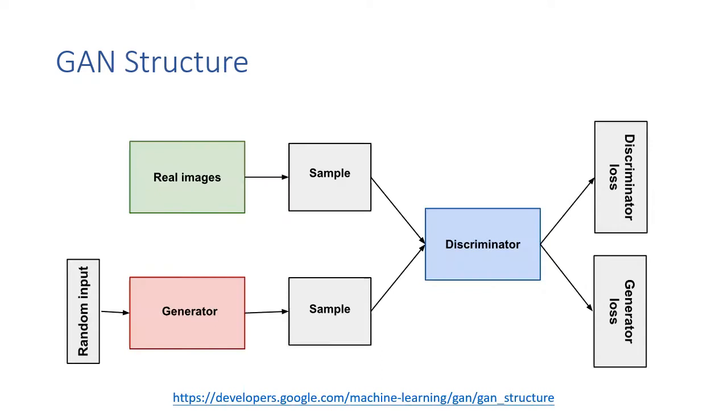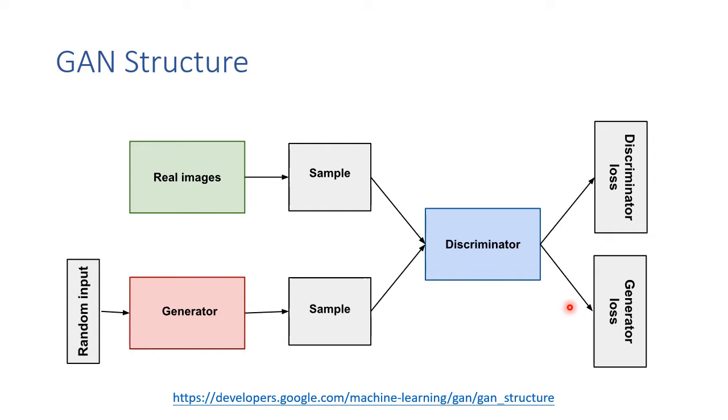There are two losses in the GAN structure. One is the discriminator loss. Another one is the generator loss. And we need to train the two subnetworks alternately. In other words, we first fix the generator and train the discriminator, trying to reduce the loss. Then we fix the discriminator, but we will reuse the parameters in the discriminator. We just fix the weights, or fix the parameters. And then we train the generator to reduce the loss of the generator.